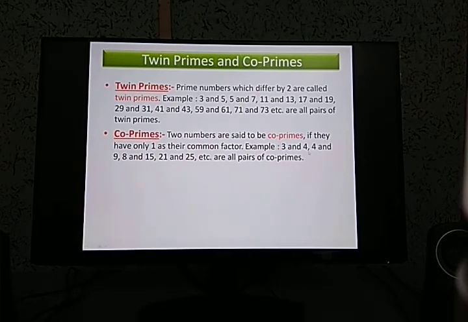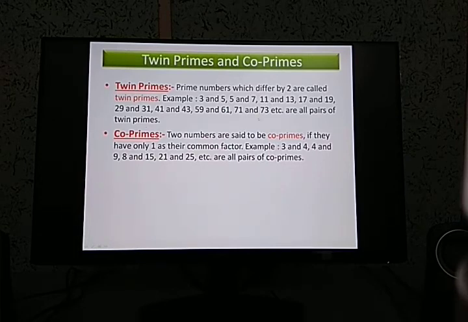Say for example 3 and 4. Yes, the only common factor is 1. 4 and 9, only 1. Now one interesting fact, if you see these co-prime numbers and twin prime numbers: are all these co-prime numbers the twin primes? No, but the opposite is correct.